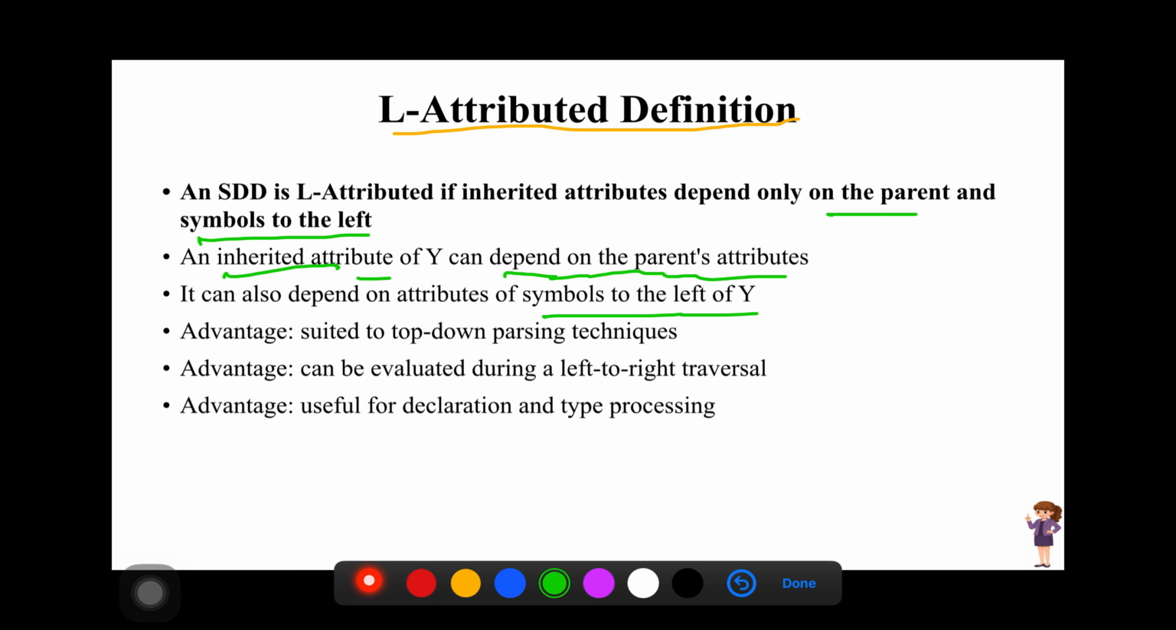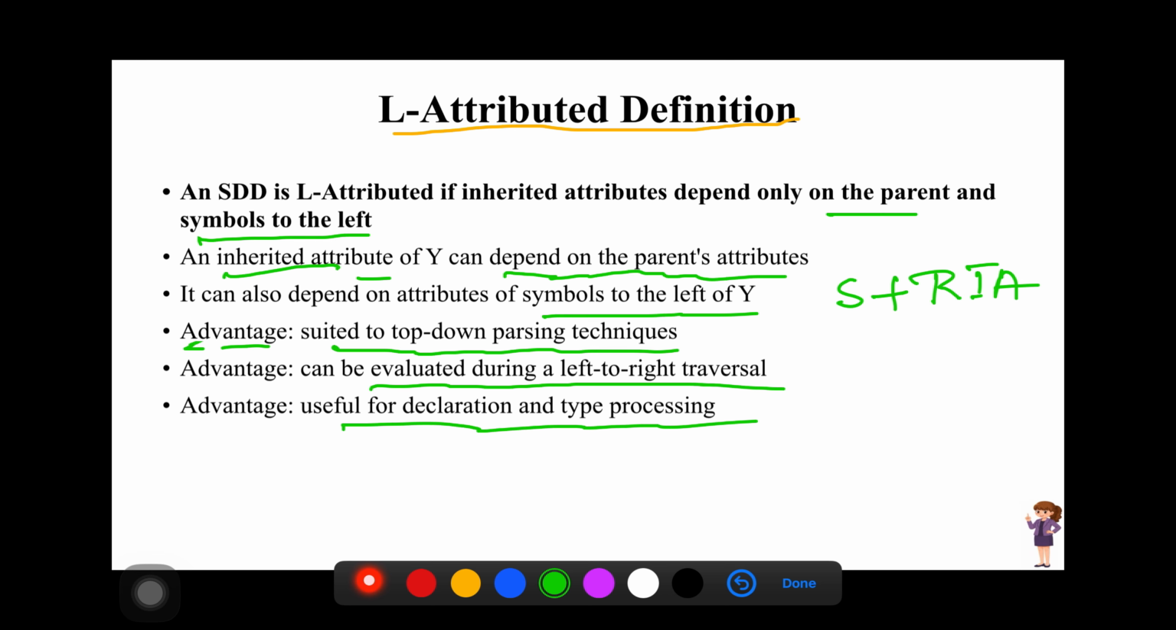So remember, S-attributed means only synthesized attributes. L-attributed means synthesized attributes plus restricted inherited attributes. I hope you guys understood. Advantages: suited to the top-down parsing technique, can be evaluated during the left-to-right traversal, and useful for declaration and type processing. I hope you guys understood.